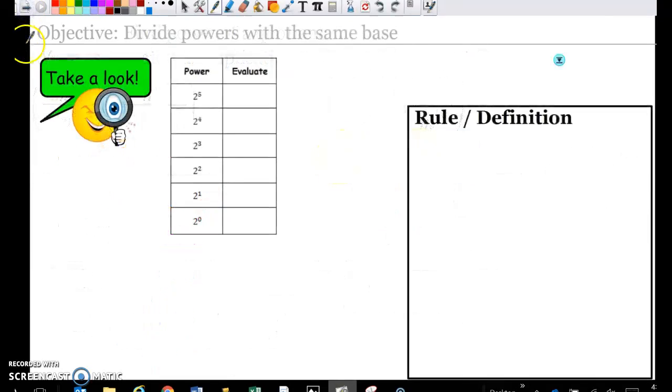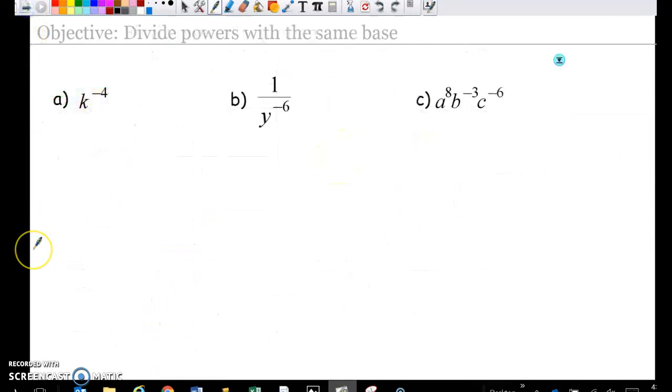I know we have another sheet here with negative exponents, but I kind of went over that at the beginning. So k to the negative 4th would be 1 over k to the 4th.